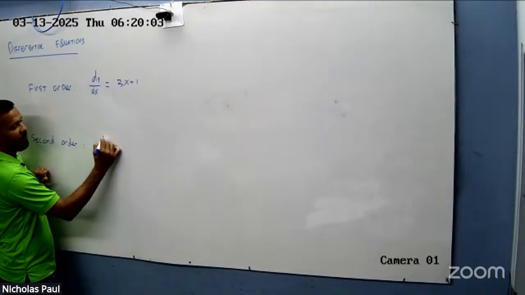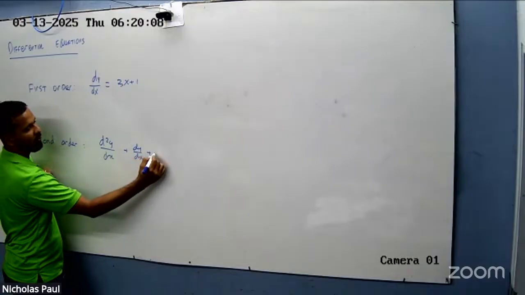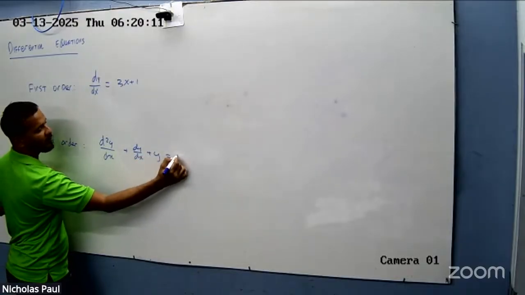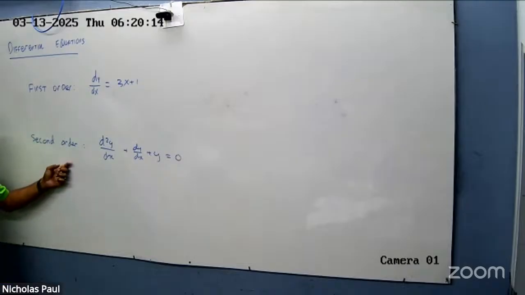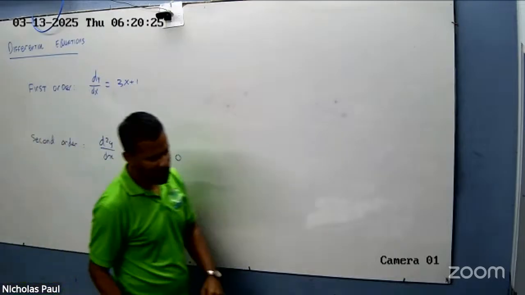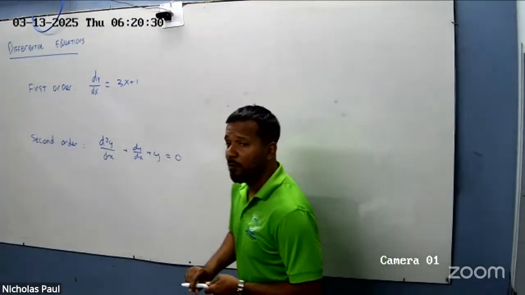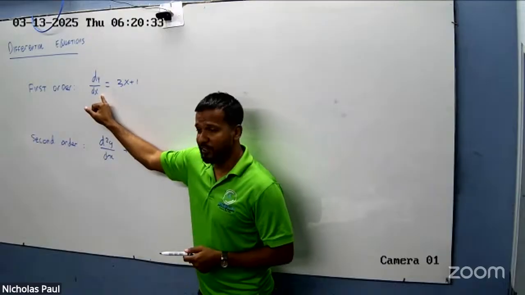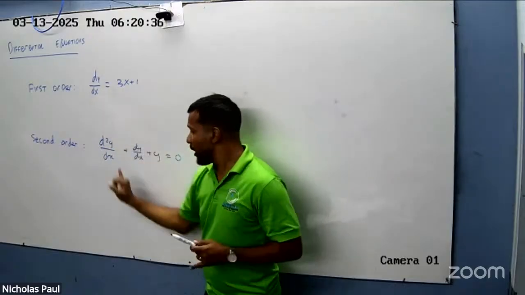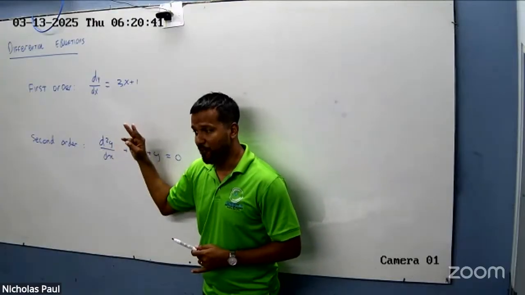But if I give you something where the highest differential is 2, equal to 0, let's say, this is second order. You could already kind of solve these things, but we are going to focus mainly on first order. I just want to give you a quick example. How do you identify a first order? The highest differential is just the first differential, dy/dx. How do you identify a second order? The highest differential is the second differential.